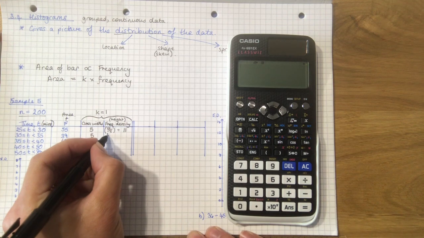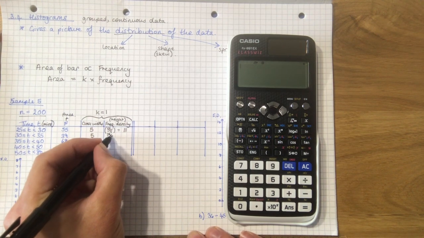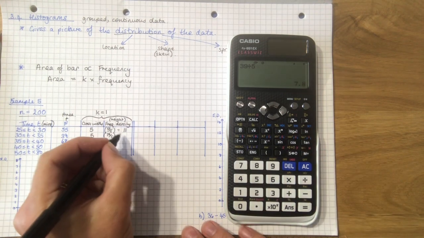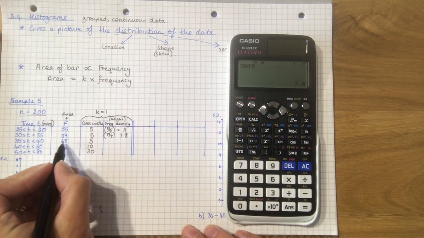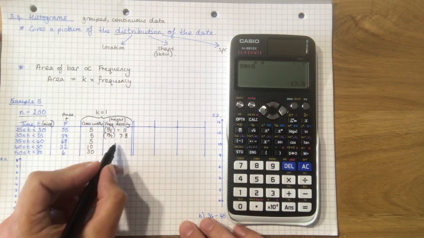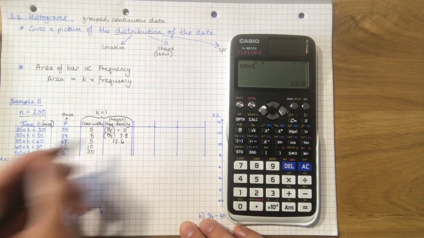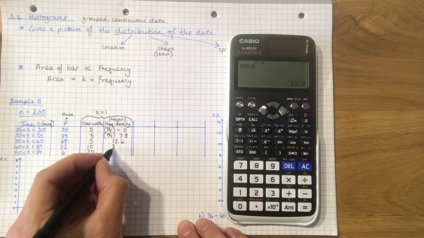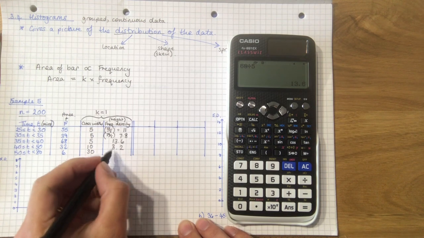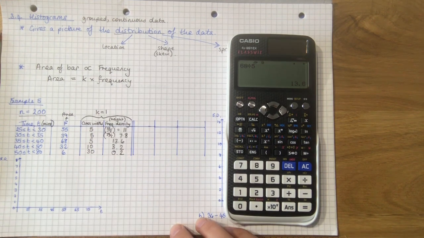This one we would do 39 divided by 5. 39 divided by 5 is 7.8. And we carry on, so 68 divided by 5, 13.6. And then 32 divided by 10. And 6 divided by 30, 6/30 is a fifth, so that's 0.2.